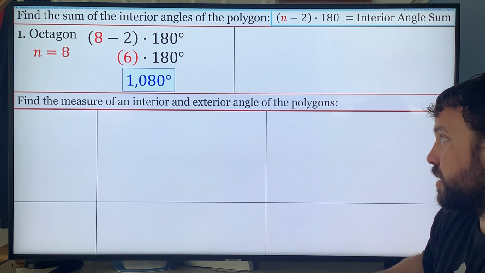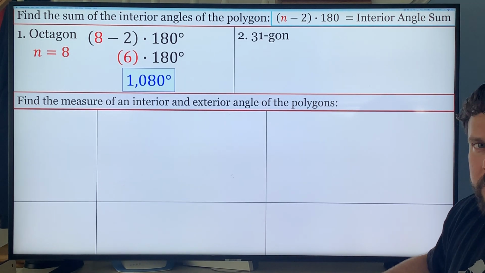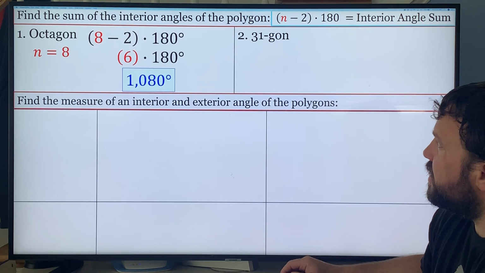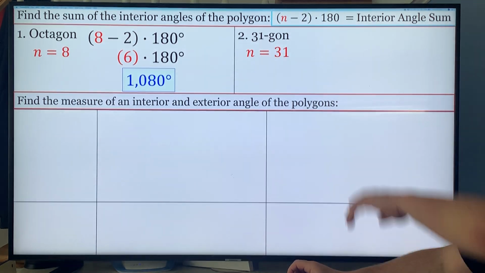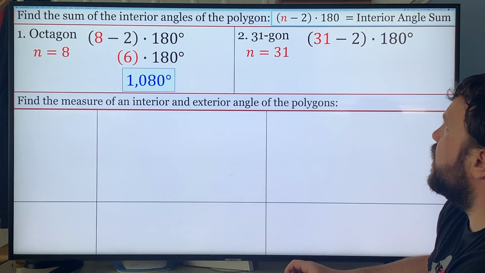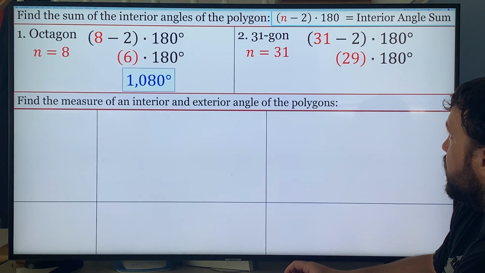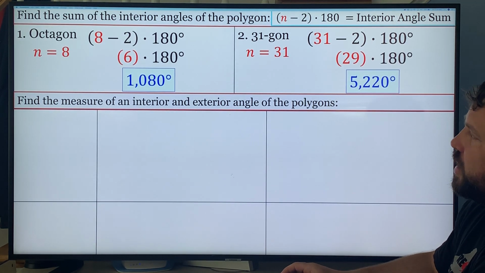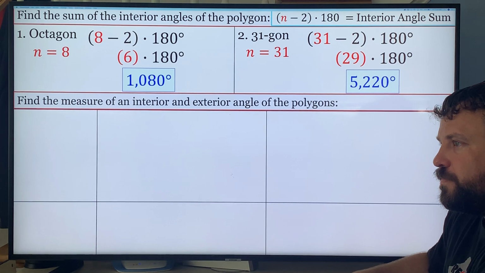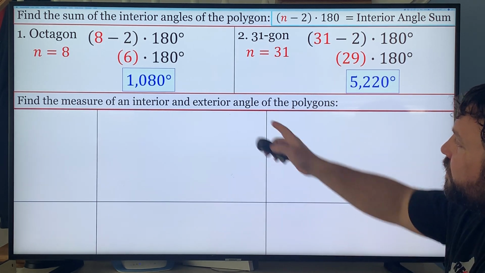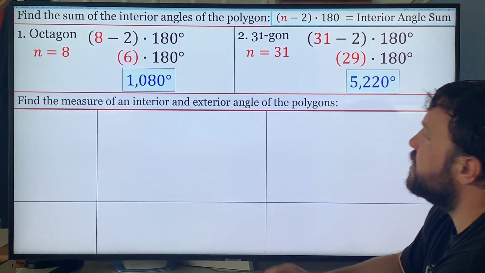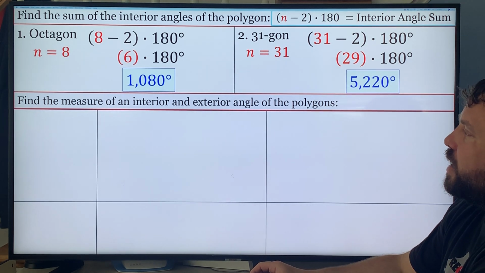Second one was a 31gon, a 31-sided figure, so our n is 31. Plug it into the same formula, 31 minus 2 times 180. 29 times 180 is 5,220 degrees. You good? Awesome. Find the measure of an interior and exterior angle of the following polygon.